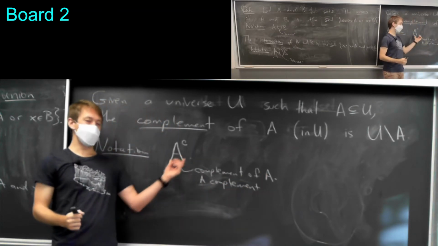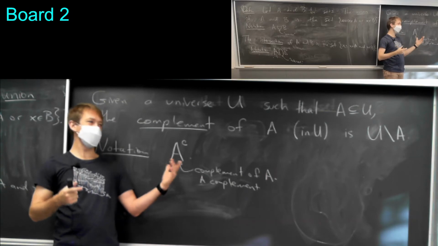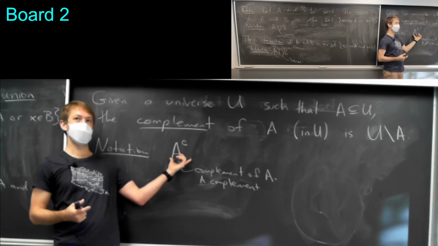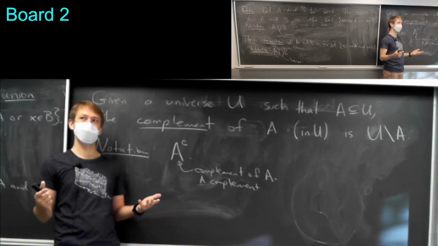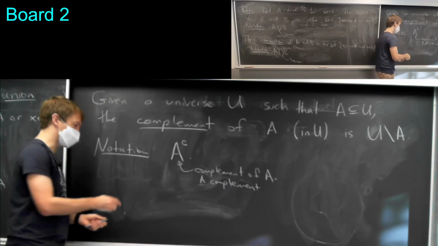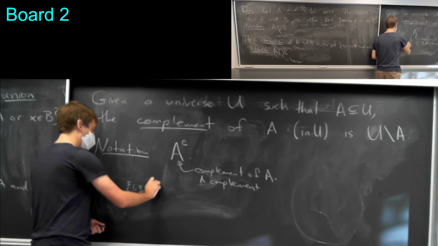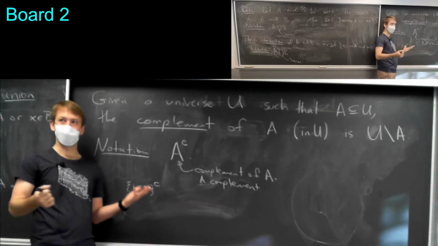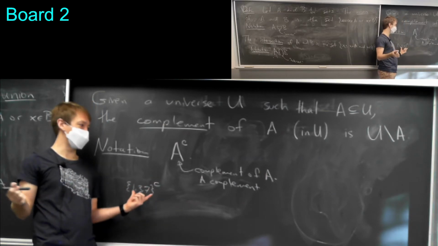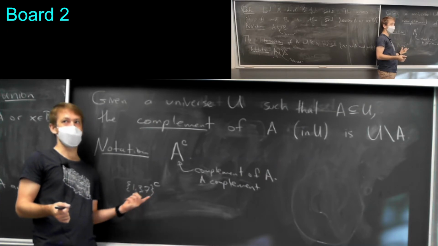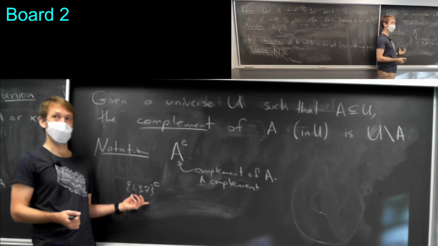If nobody has specified any sort of universe, this notation by itself doesn't really make any sense, right? Because what is the complement of {1, 3, 7}? Well, it depends what universe we're dealing with. If it's the integers, then it's all the integers not in this set. If it's the reals, then it's all the real numbers not in this set, right?